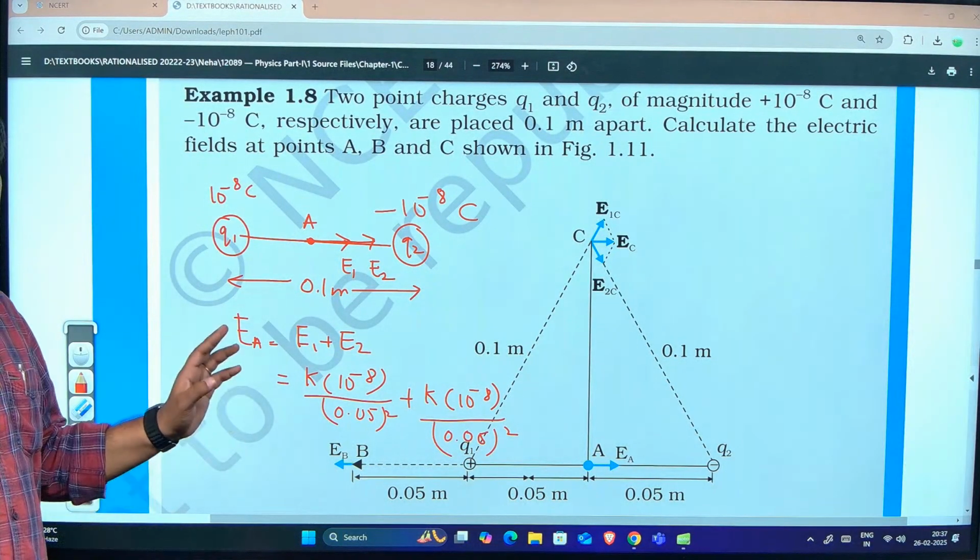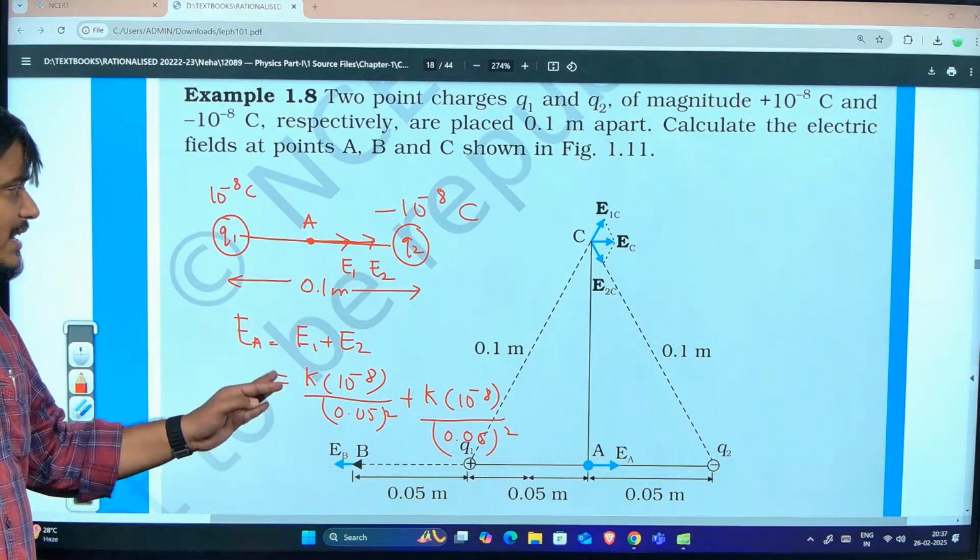Why are we not considering the negative sign? Because the negative sign is already used for direction.